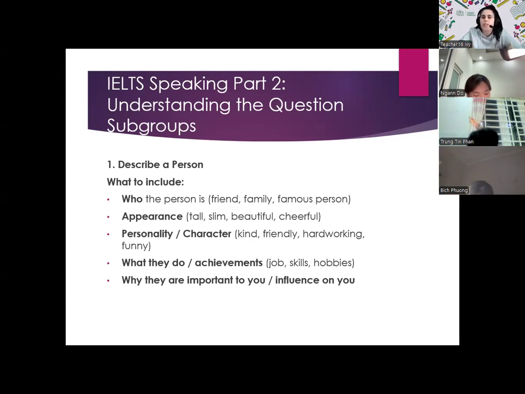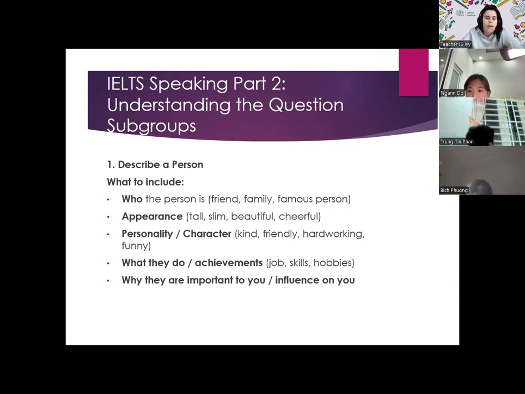What you would need to include is you would need to tell me who the person is. Is it a friend, family, a famous person? You are more than welcome to give me their actual name if you would like to. Then you can talk about their appearance. They are tall, slim, beautiful, cheerful. We want you to describe quite a lot, so you must try and use a lot of different adjectives.